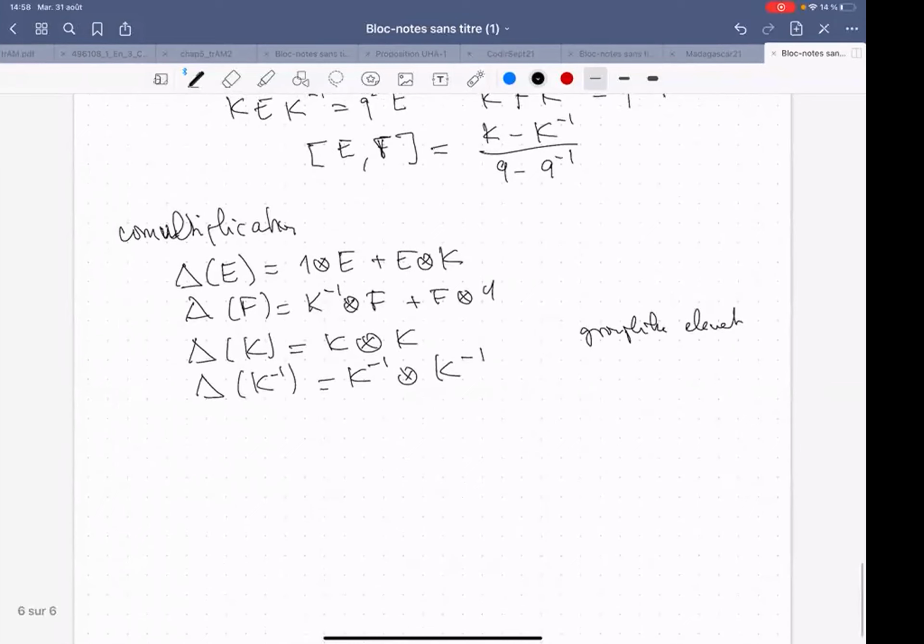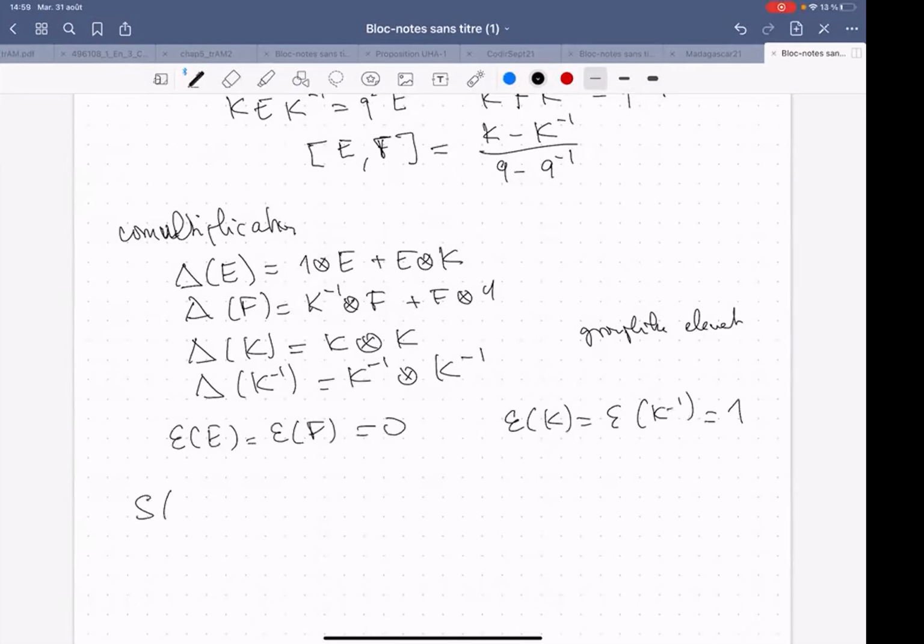And epsilon of E and F, sorry, epsilon of E and epsilon of F are 0, epsilon of K and epsilon of K inverse are 1, so they behave like a unit, because for the unit, epsilon of 1 is always 1 in a Hopf algebra. Now, what about the antipode?